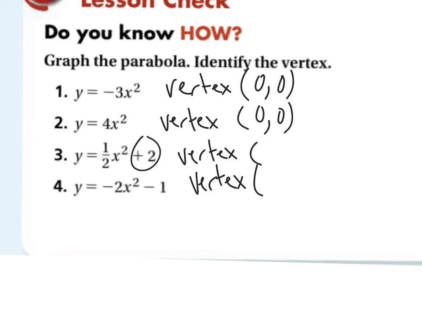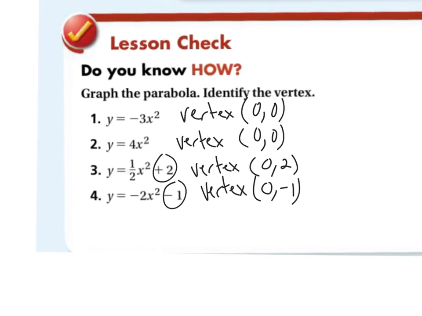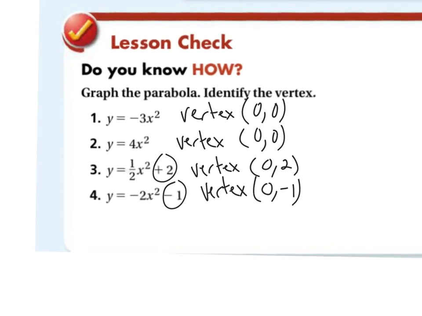The third one, we got the +2 at the end. Moves it up 2 with the +2, so instead of 0, 0, it's going to be at 0, 2. And number 4, it's going to shift it down 1, so that vertex would be at 0, -1. And again, we'd have to find some other points, find their mirror images in order to actually graph this.